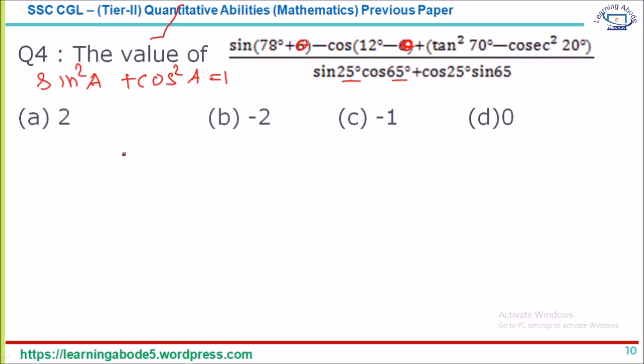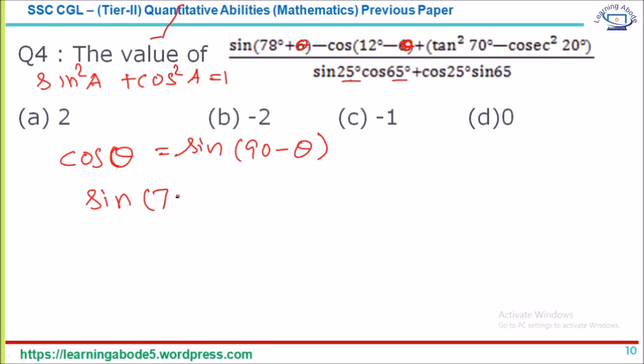So let us write, like this, cos 12 minus theta, right? So cos theta is equal to sin 90 minus theta, right? We all know this. Now if we write that, then we have sin 78 plus theta minus cos 12 minus theta. You can write it in terms of sin, as sin 78 plus theta, right?